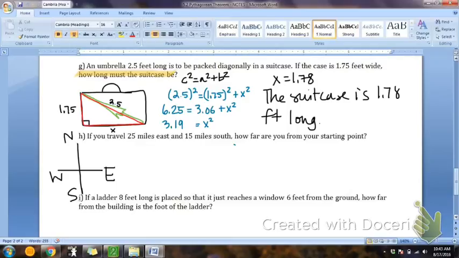So if you travel 25 miles east. All right, so I'm going to travel 25 miles east. So I'm going to go this way for 25 miles. And then I'm going to come down 15 miles south. How far are you from your starting point? Well, again, what are we trying to create in every single problem? A right triangle, right? So it would make common sense to pull this down and make it a right triangle. And how far are you from your starting point? That's going to be this over here.